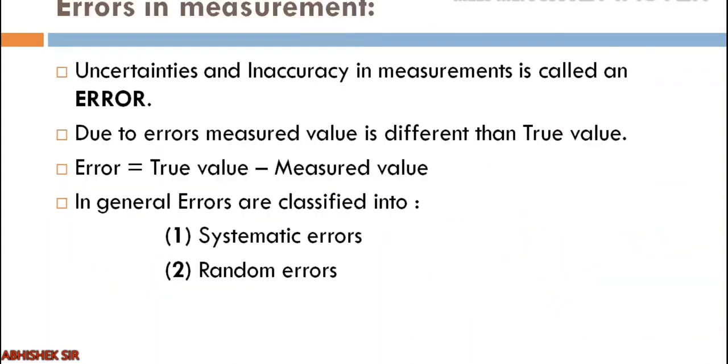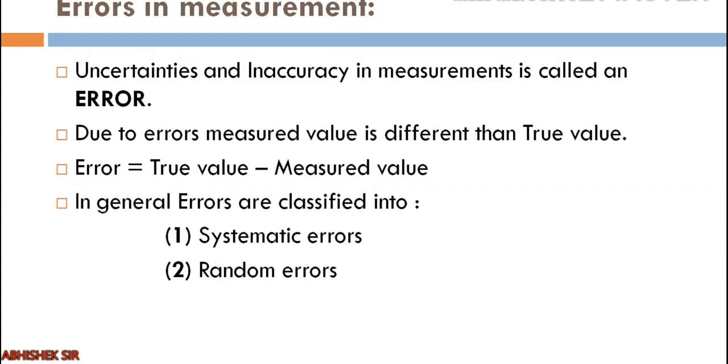Clear? Now moving on to the next topic, that is errors in measurement. Every measurement is limited by the reliability of the measuring instrument and skill of the person, right? As we have already discussed this one. While making the measurement, some uncertainty gets introduced. There is some inaccuracy that leads to a different value of measurement. So as a result, the measured value is always somewhat different from the actual or true value, right?